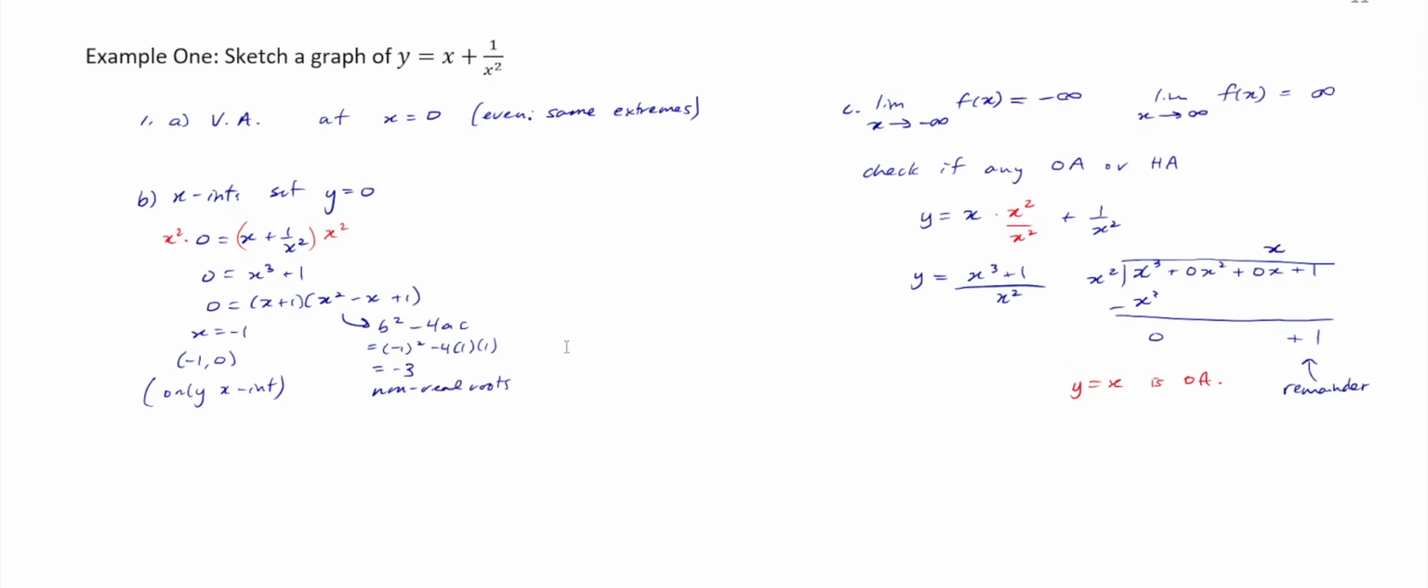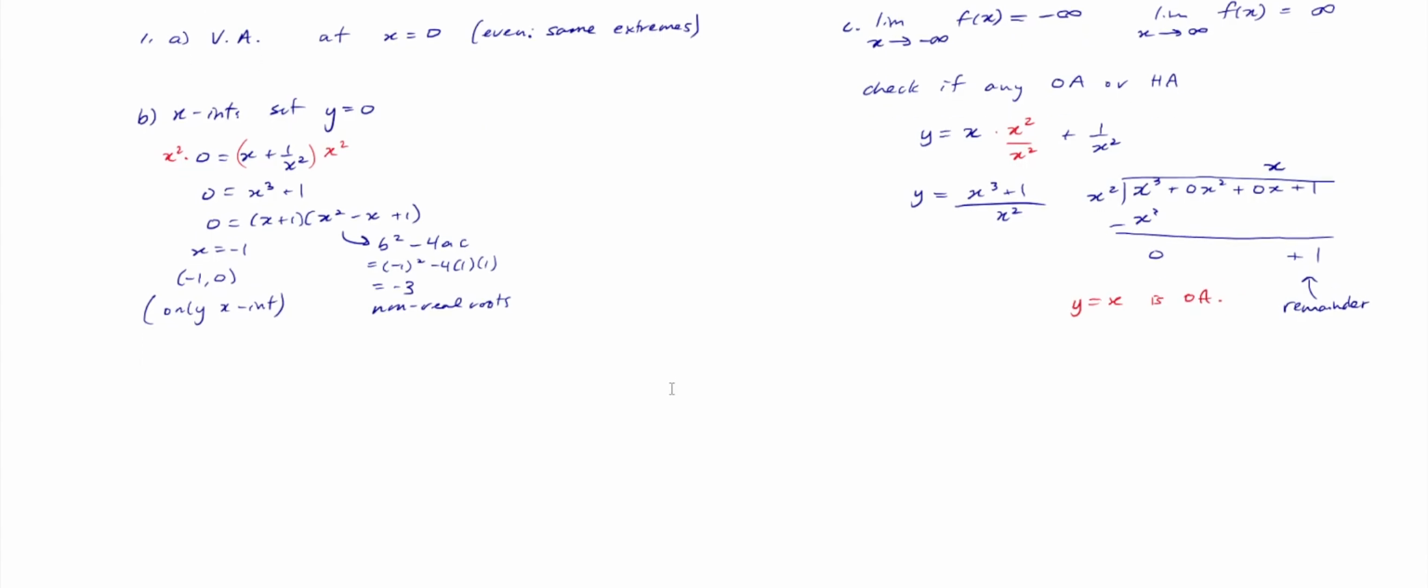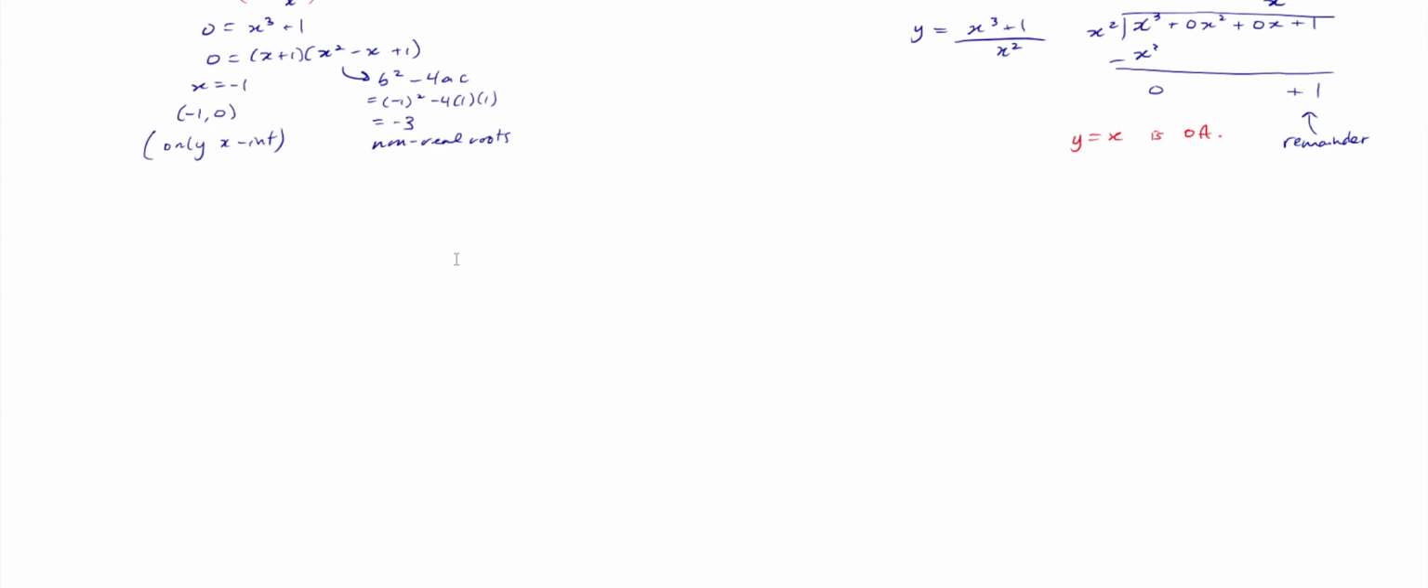Okay, so I have a vertical asymptote, I've got the x-intercepts, and I have the end behavior of the function. Now what's required of me is to look at my first derivative. So now I'm going to look at y prime, the first derivative. We're going to see where the function is increasing, decreasing, maxes and mins, that sort of thing.